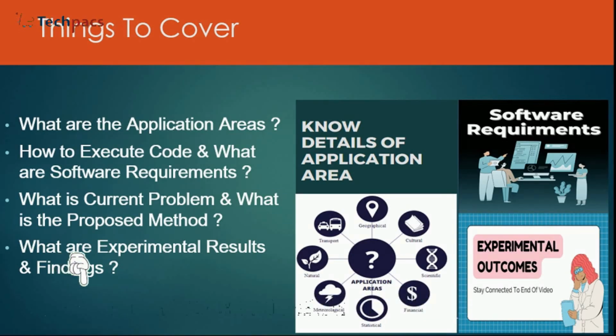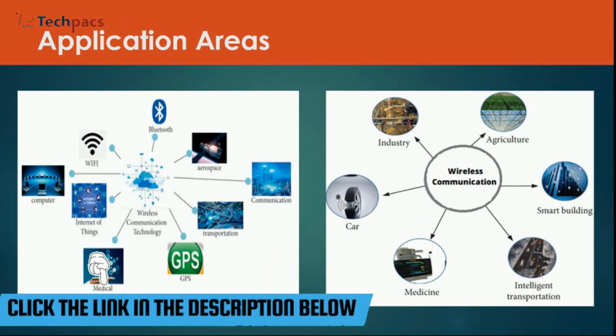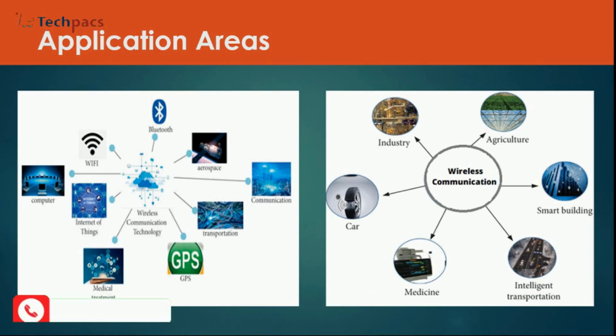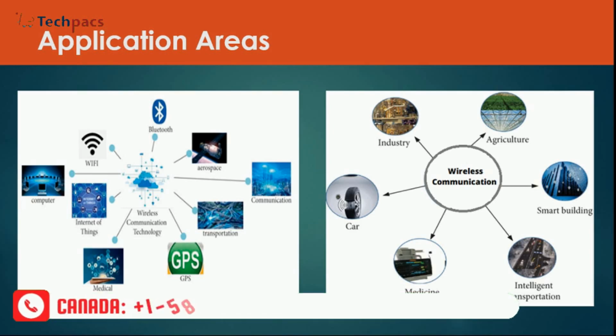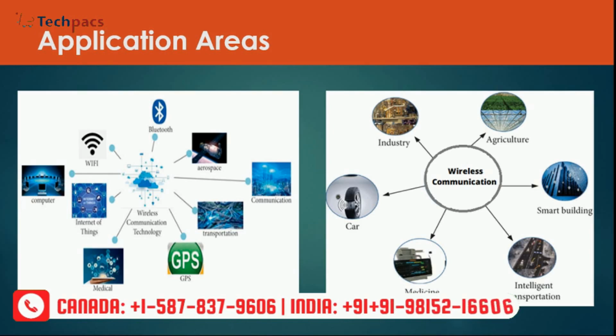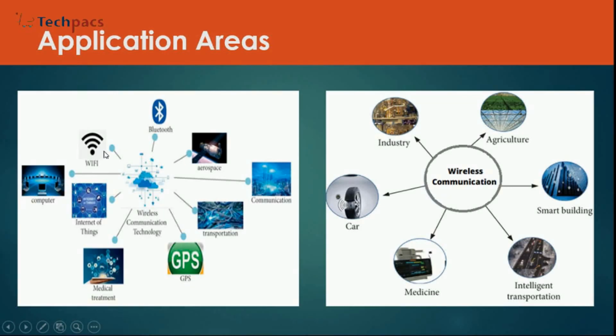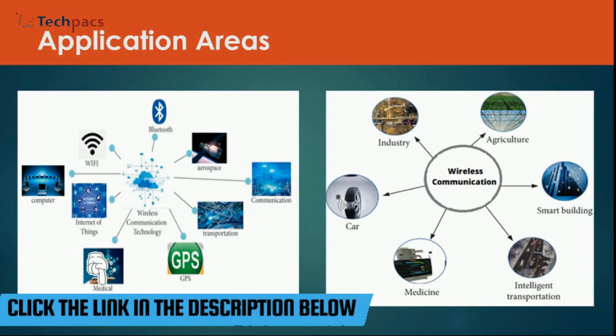As wireless communication networks are popular in many areas everywhere currently, even with IoT systems, wireless communication is there. So it is applicable in many areas such as smart agriculture, buildings, intelligent transportation, medicine, biomedical applications, industrial applications, aerospace, computer systems, IoT, Wi-Fi or Bluetooth based communication. So many domains can be covered under wireless communication.